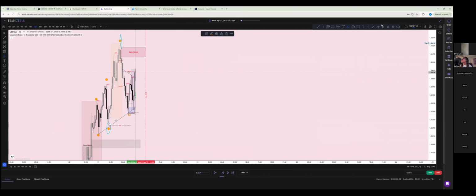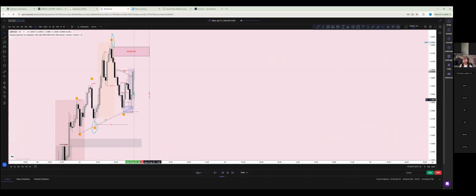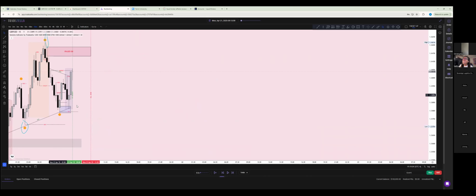Now we can mark this as a 15 minute because price has printed enough candles in both directions to let you know that this right here was significant, because it came back and mitigated this area and it's pushing back up. Now look at the size of this 15 minute candle.